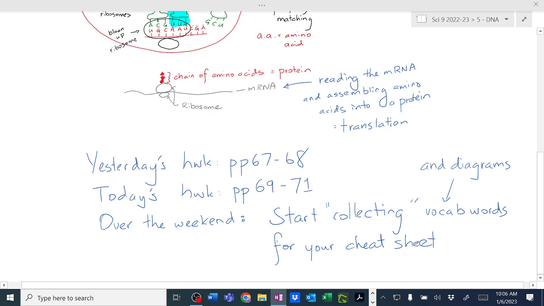Your cheat sheet can also include diagrams, okay? You're going to start collecting those. Anyone want a printout of this? Yeah? Okay.